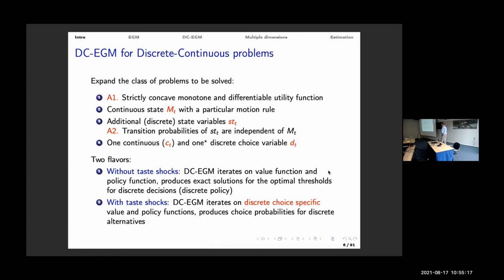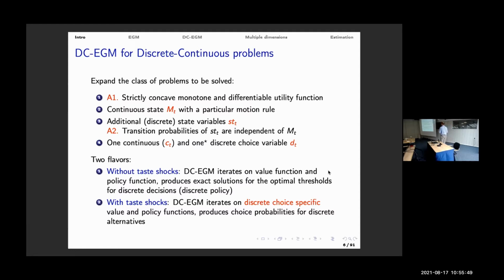A little bit more specific assumptions for the DCEGM. Now you want to have a strictly concave, monotone, differentiable utility function for sure. Continuous state with a particular motion rule as before. Now we can add additional discrete states, and they can be discrete or discretized. But the important thing is that the law of motion has to be independent of M, which is the wealth at the beginning of the period, right? So there is already a restriction here on which models you can solve with this.